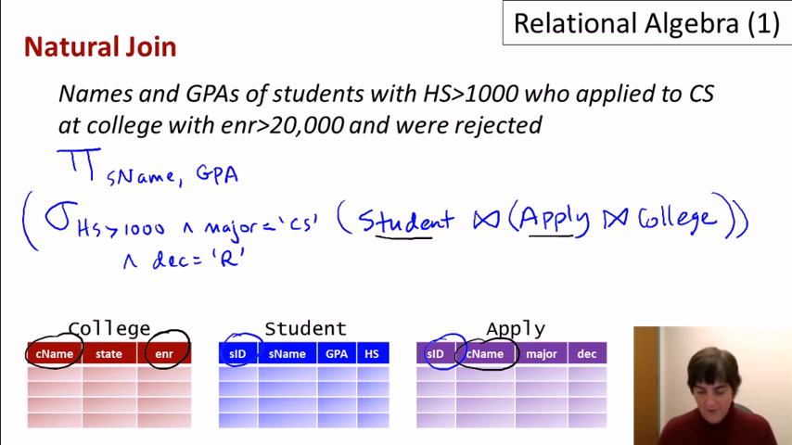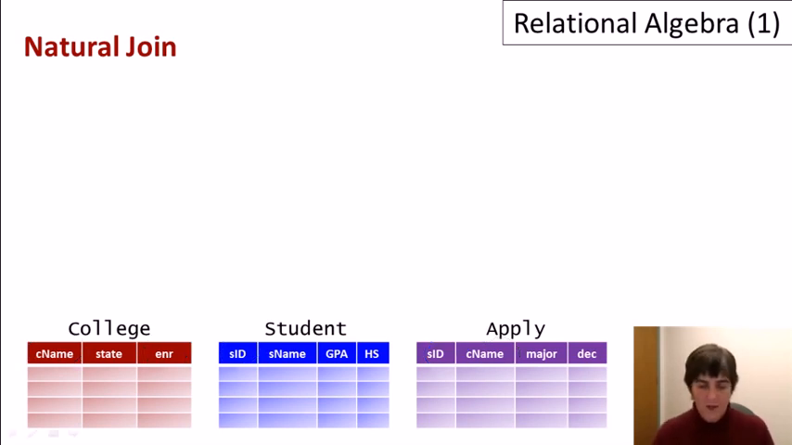Now, once we've done that, we've got all the information we need. We just need to add one more filtering condition, which is that the college enrollment is greater than 20,000. And with that, we've solved our query. So to summarize the natural join, the natural join combines relations. It automatically sets values equal when attribute names are the same, and then it removes the duplicate columns.